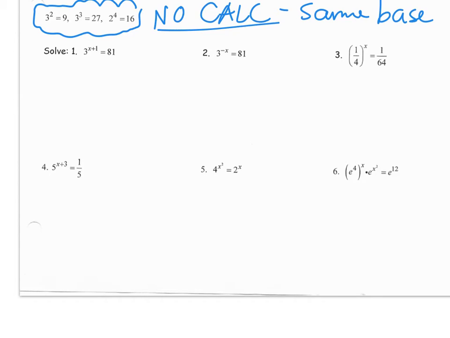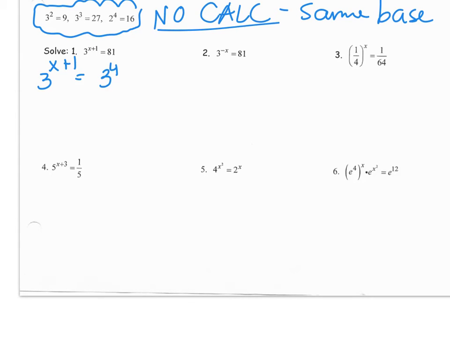I have a base 3 on the left and a base 81 on the right. You should be thinking that 3 and 81 are somehow tied to each other. Well, 81 is 3 to the 4th. And if you don't hear that right away in your head, that's okay, but that's something you might want to start practicing. If I can get the same base on both sides, take a look.